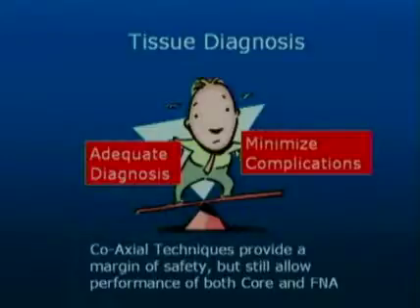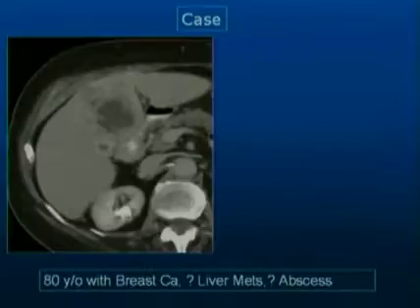I use a coaxial technique here because it does provide a margin of safety. And that margin of safety is, if I note a lot of bleeding, I can go ahead and do a gel foam slurry and inject gel foam into my needle, or do a blood patch injection.